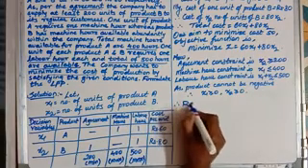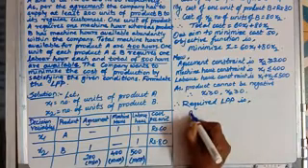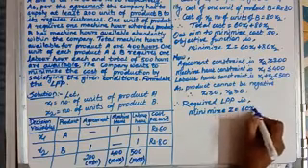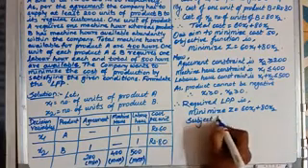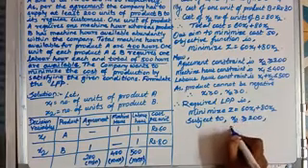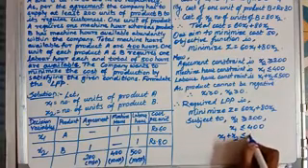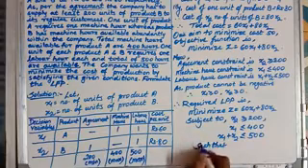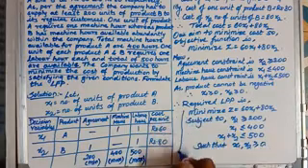Therefore our required LPP is: minimize z equal to 60x1 plus 80x2 subject to x2 greater equal 200, x1 less equal 400, x1 plus x2 less equal 500, such that x1, x2 greater equal 0. This is our required LPP.